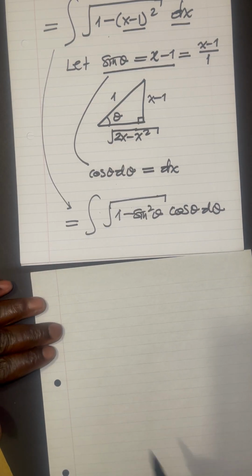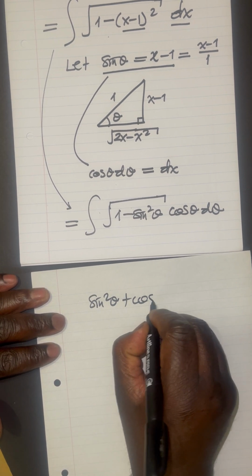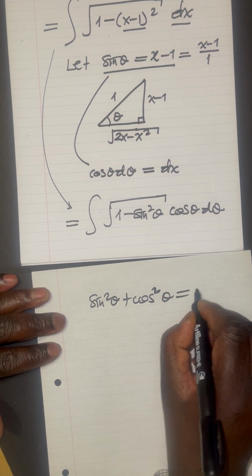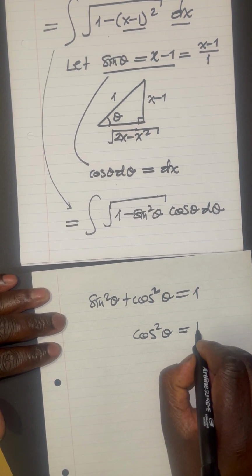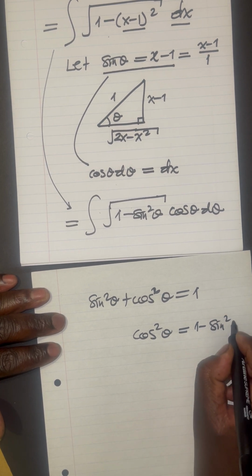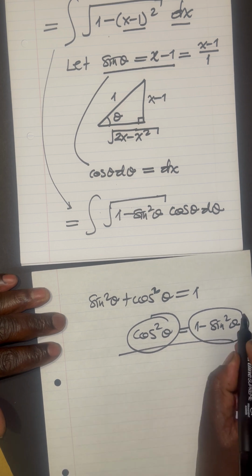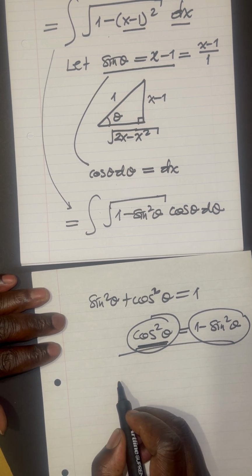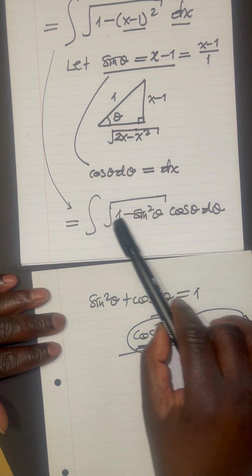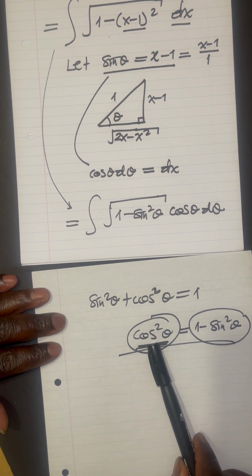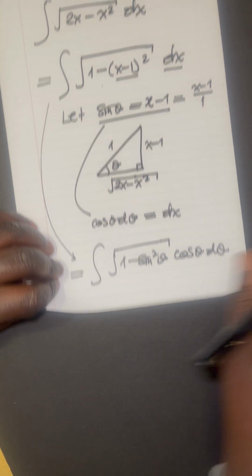We're going to use the idea that sine squared of theta plus cos squared of theta, the answer is 1. Solving for cos squared of theta, you agree with me that the answer is 1 minus sine squared of theta. That means where I have this one here, I must place this one. In other words, this integral now changes. The expression under the square sign must be replaced by cos squared theta. So now what we have is the following.